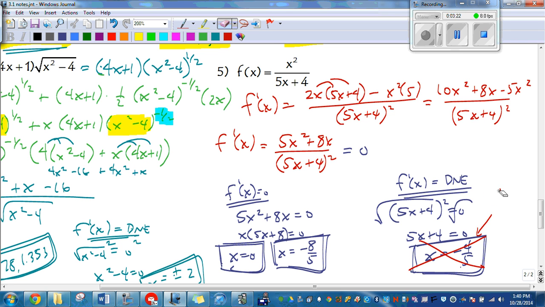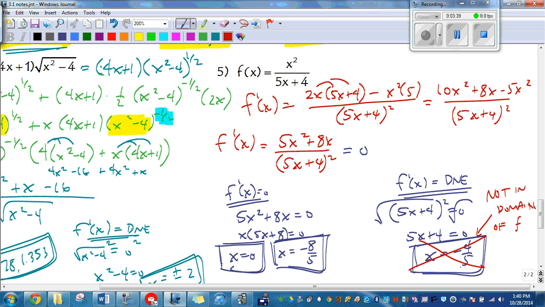It's not in the domain of the original function, so it cannot be a critical value. There isn't even a point there.